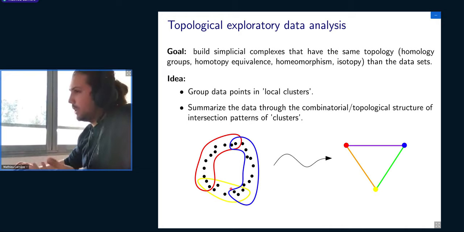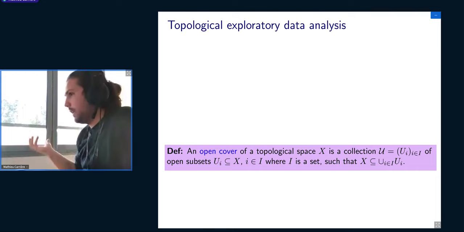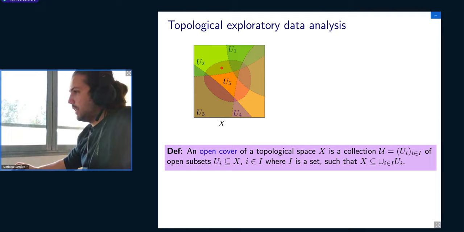The whole motivation behind doing this is based on a very classical theorem that we use very often called the nerve theorem, which states that if you take a space X and you cover it with subspaces, so imagine I give you that square and I cover it with four sets, such that the union of those sets is the space itself.